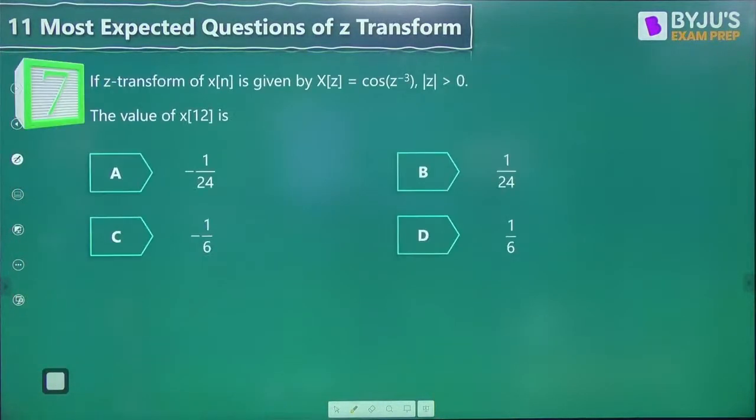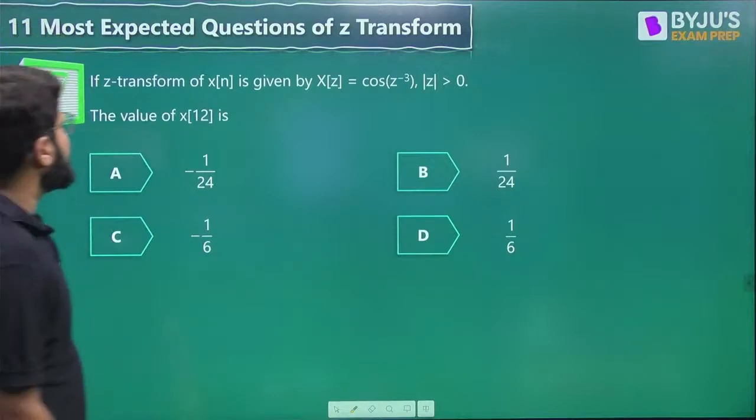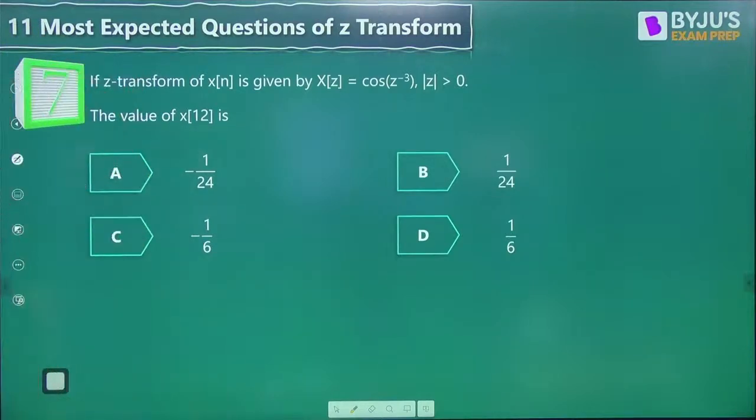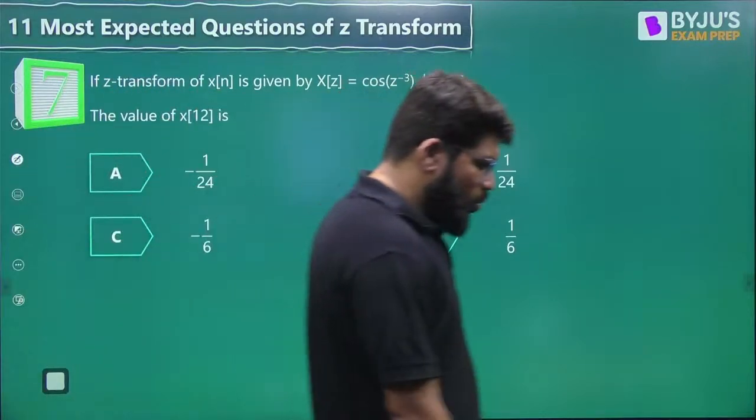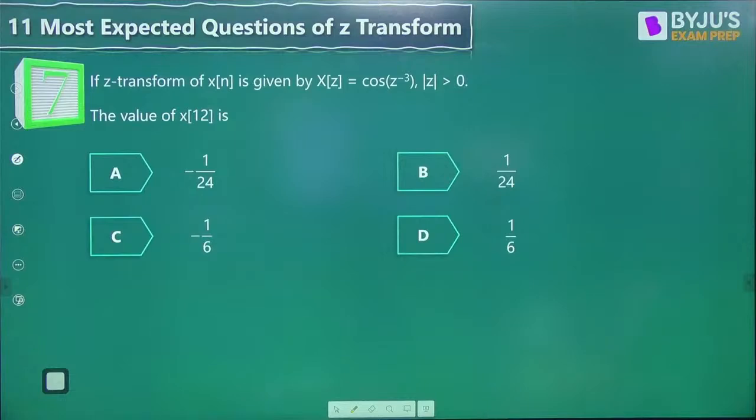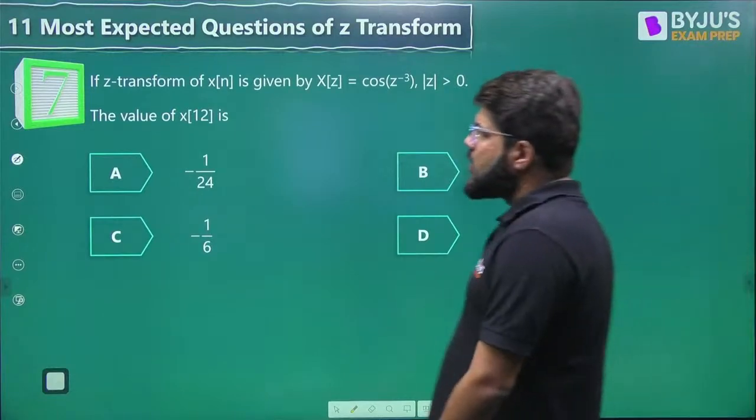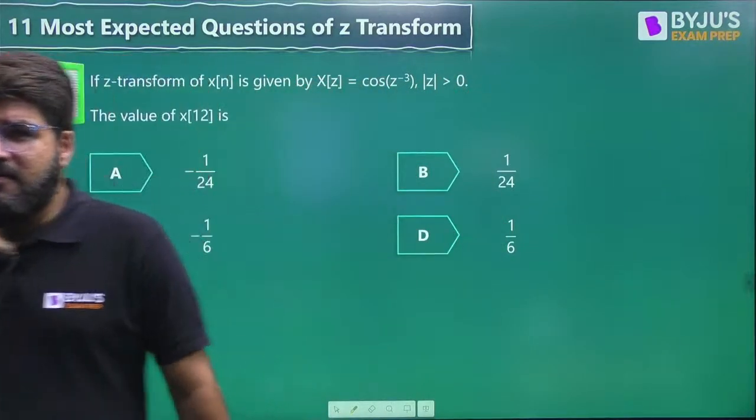Next one. Question number 7 is ready for you. The Z transform of x[n] is given to you. The Z transform of x[n] is X(z) = cos(z^-3). What should be the value of x[12]?